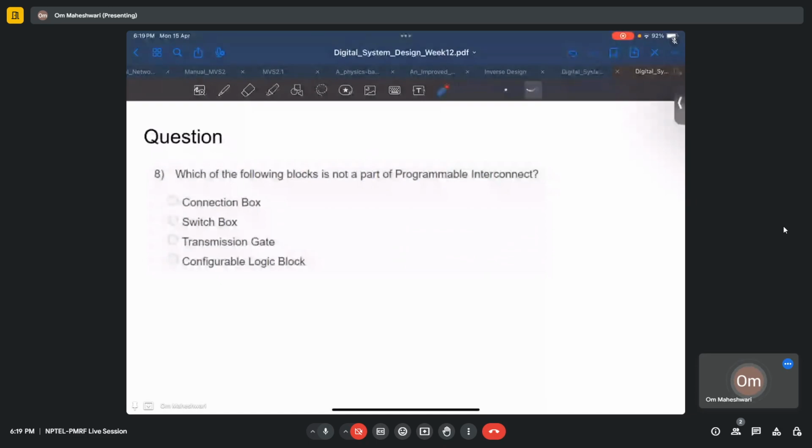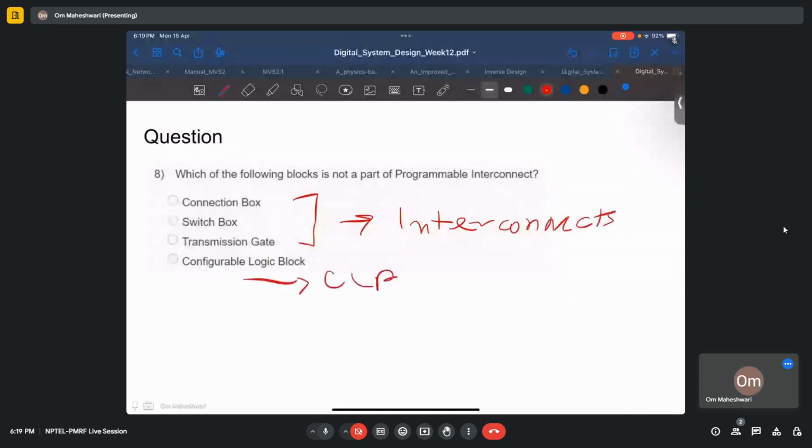So as you know, all these three can be used in interconnects. But the CLB is the logic block. This is not an interconnect. So the CLB is not a part of the interconnect.